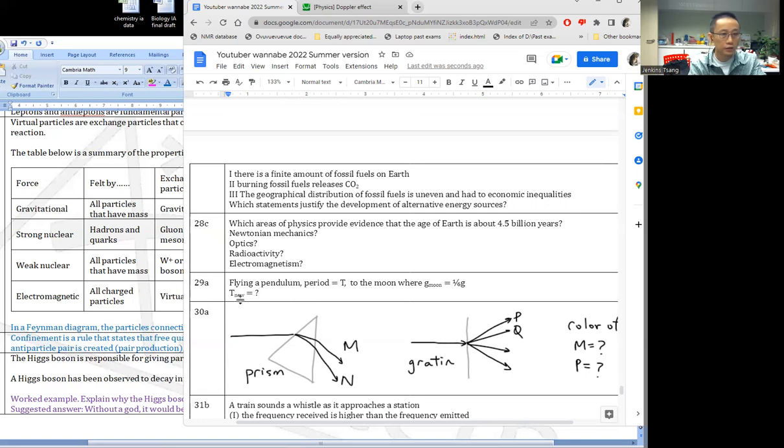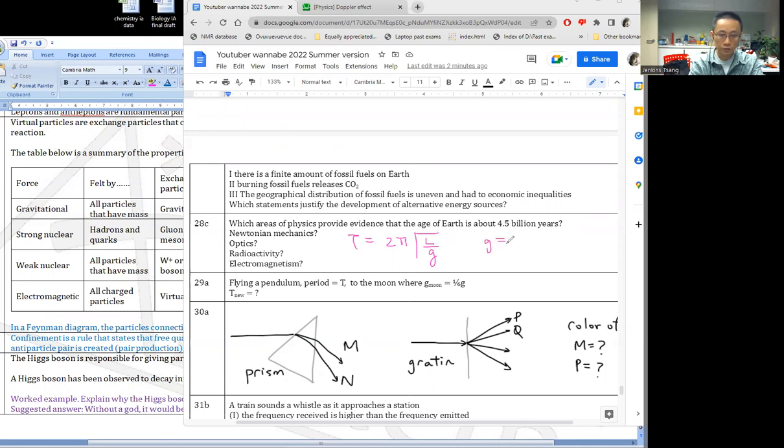Moving on, question 29. A simple pendulum has a period T, and then the pendulum period is remeasured when it is flown to the moon with less gravity. So the new period can be calculated by using this equation, which is provided in the formula book. Period equal to 2 pi square root of L over g, where L is the length of the pendulum and g is gravity.